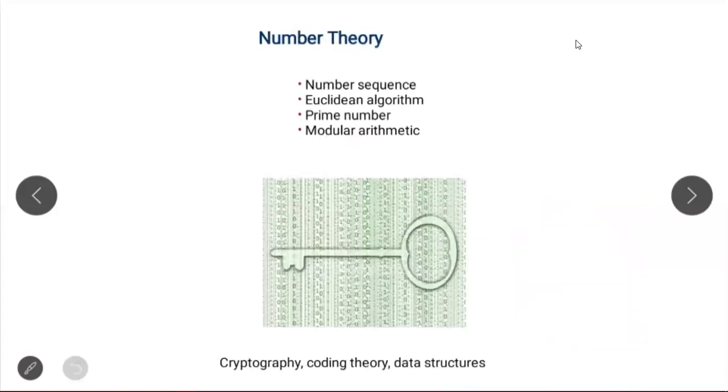Next, number theory. Number theory is sequencing of numbers, prime numbers. So these kinds of topics, if you're wondering where they are used over here: cryptography, coding theory, data structures.